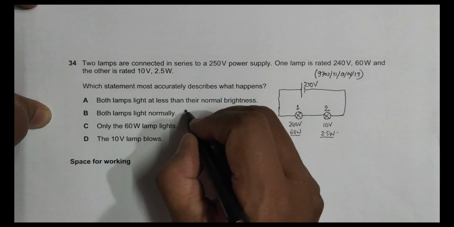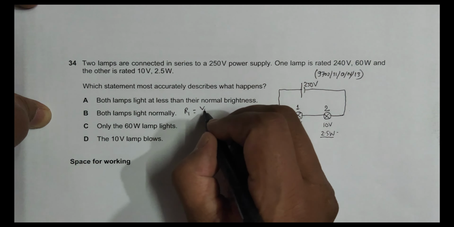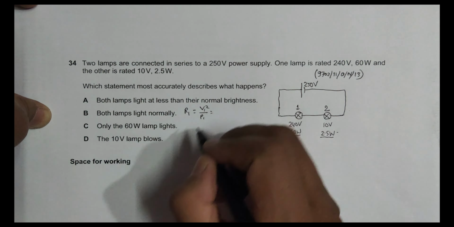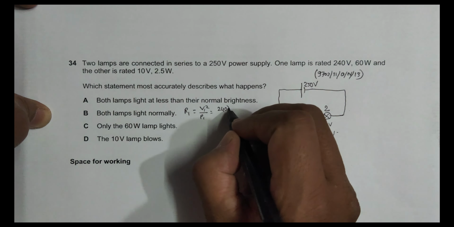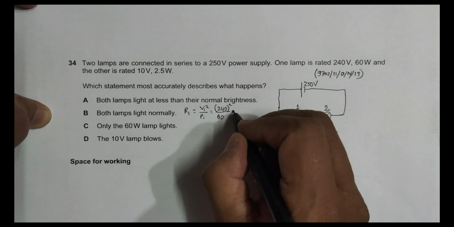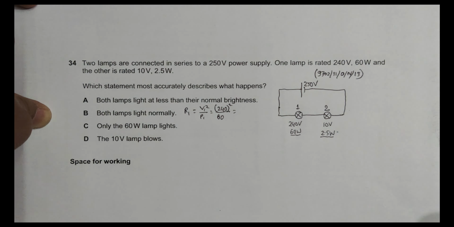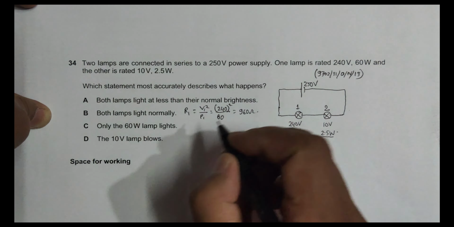So what I can do is, R1 is equal to V1 squared by power 1. That's equal to V1 is 240 squared, power 1 is 60 watt. So its value should be equal to 240 squared by 60, equal to 960. So it is 960 ohm.